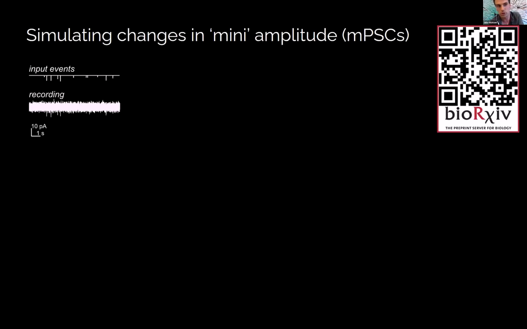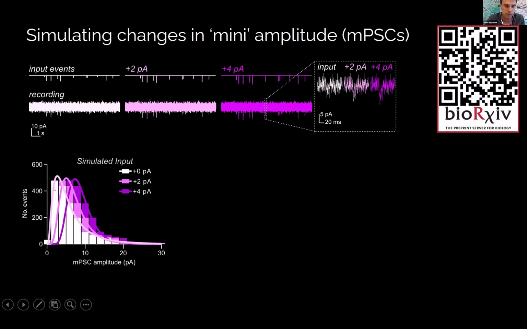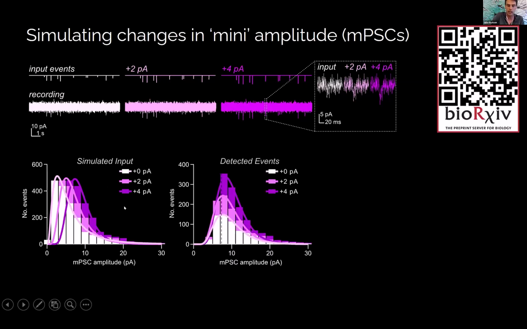So what we did is just look at events that we're simulating here, and we could increase the amplitude of events. And you can see here that we're adding 2 picoamps onto each event. And what we find is that if you increase the size of these events, we can see a shift in the distribution because we're increasing the amplitude. But when you look through event detection, we see a very different distribution.